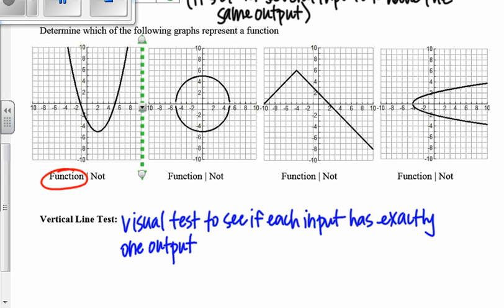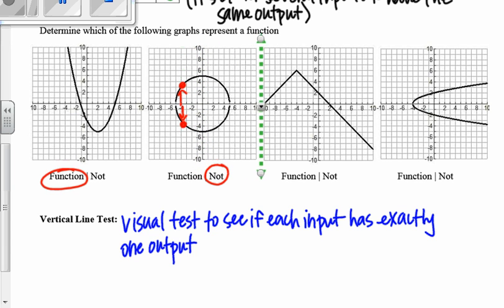Now we have this circle, so let's try the circle. As I go across, notice, for example, here, it's touching the circle at two different points. That means this is not a function, and the reason is at this input value of -4, there are two different outputs. There's an output up here, and there's an output down there. So that is not a function.